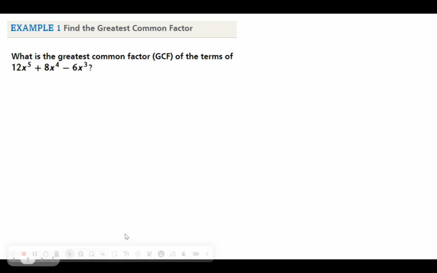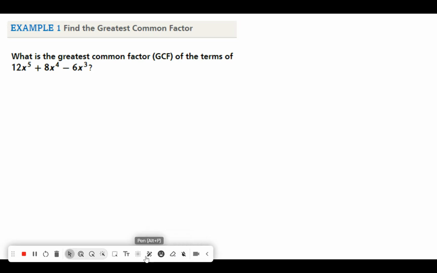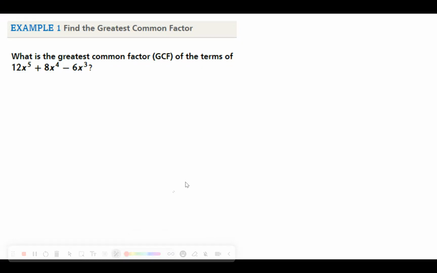Okay, so our first example here. It says find the greatest common factor. What is the greatest common factor? GCF of the terms 12x to the fifth plus 8x to the fourth minus 6x to the third. When we're looking for a GCF, there are a couple things we're looking for. Number one, we're looking at the variables. Number two, we're looking at the coefficients and the constants, and number three, we're looking at the first sign here. For this problem, notice that all of the terms have x's, all of the terms have numbers. We are bound to have a GCF here.